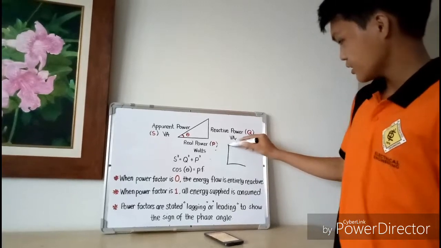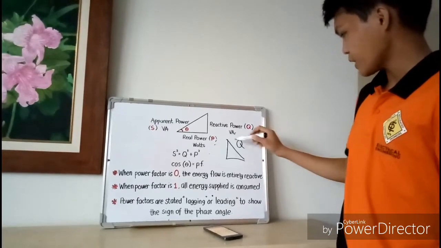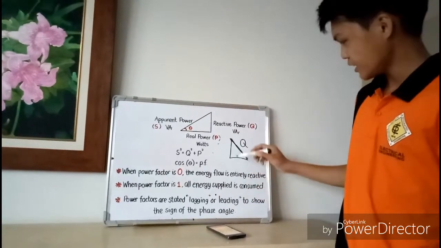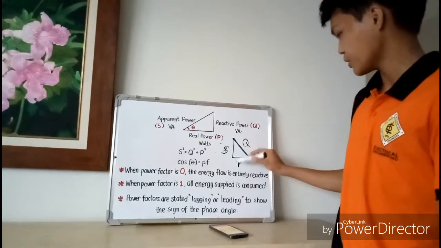As you can see, our reactive power here is the hypotenuse, and the apparent power and the real power.